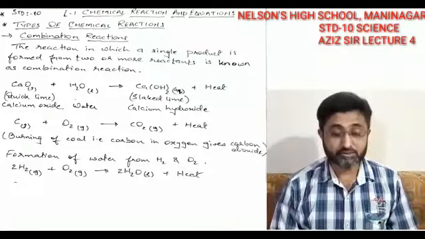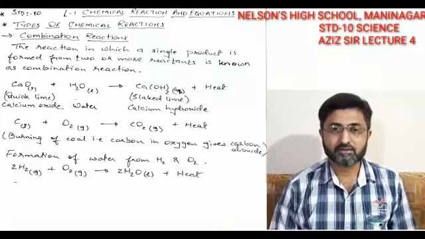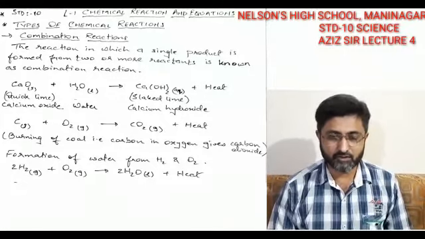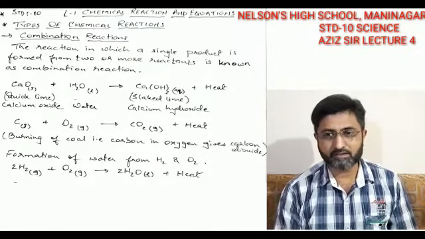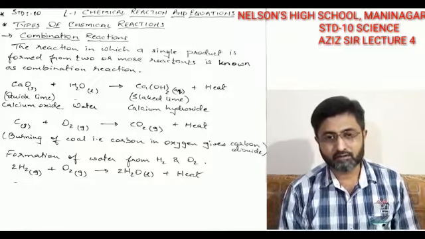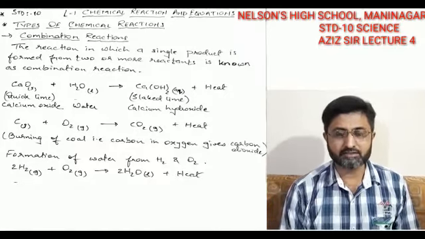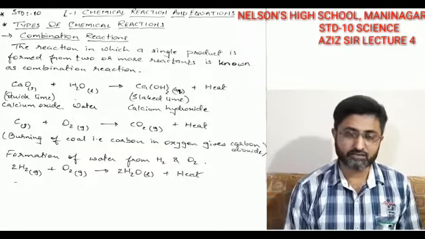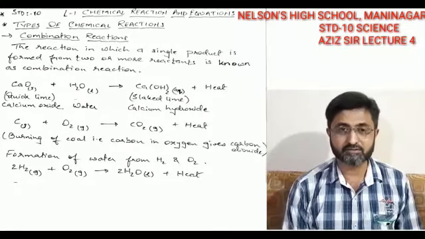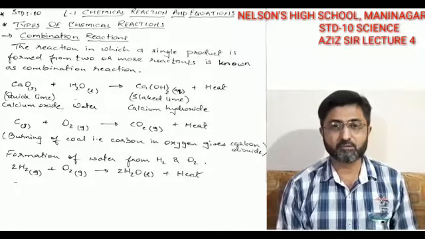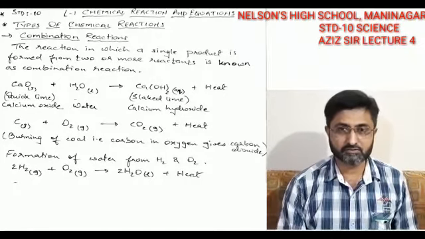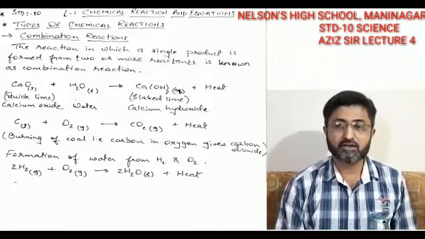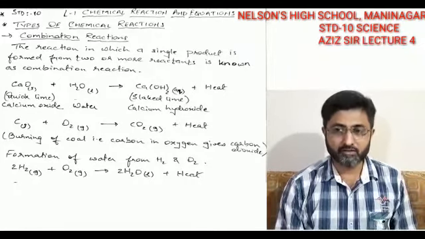For today we are going to start with types of chemical reactions. The different types of chemical reactions we are going to learn today. Today basically we are going to learn two types of reactions, but there are many more. Combination reaction, decomposition reaction, exothermic reaction, endothermic reactions, displacement reaction, double displacement reaction, oxidation reaction, reduction reaction. So these are many different types of reactions that we are going to learn stepwise. Today we are going to start with combination reaction.